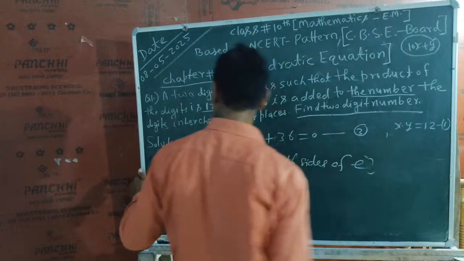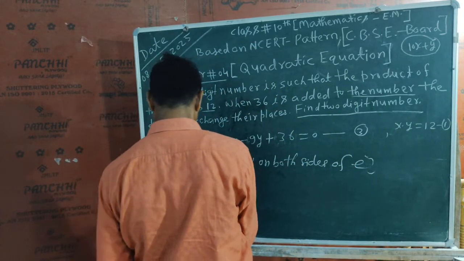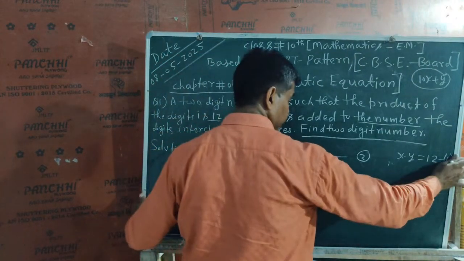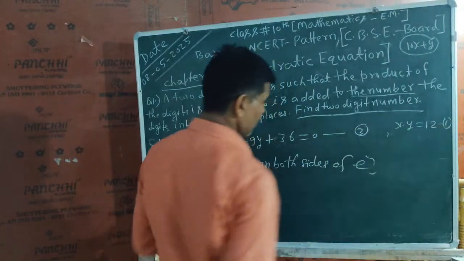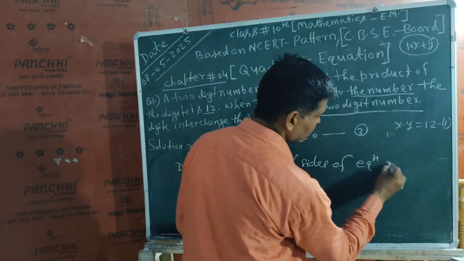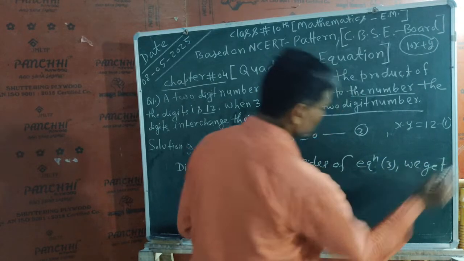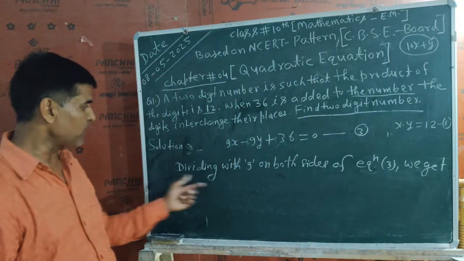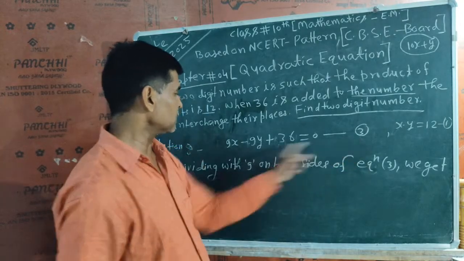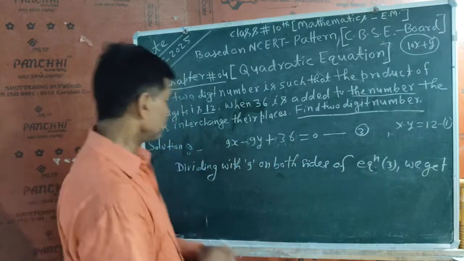Here I have to write equation number 3. We get, okay student, so here, dividing with 9 on both sides of equation number 3, we have to divide with 9 and then we get it.